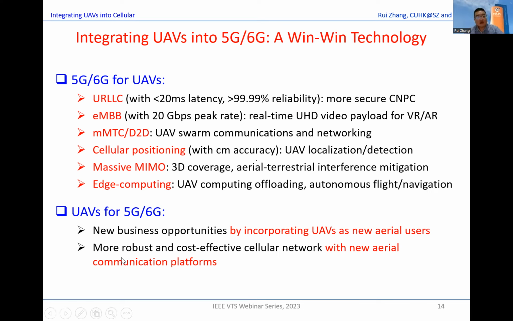On the other hand, UAV can also bring opportunities for the cellular network. Because you can think of UAVs as a new type of aerial user, that will definitely broaden the horizon for the business models for future cellular networks. UAV can also serve as aerial communication platforms, that will be able to provide robust and more cost-effective cellular coverage.